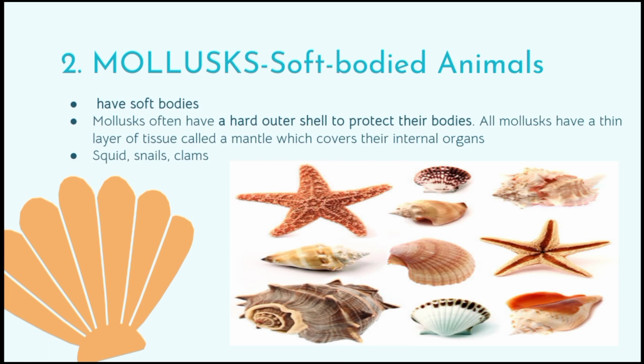Number two classification of invertebrates are the mollusks, soft-bodied animals. Mollusks often have a hard outer shell to protect their bodies. All mollusks have a thin layer of tissue called a mantle which covers their internal organs. Such examples of mollusks are the squid, snails, and clams.